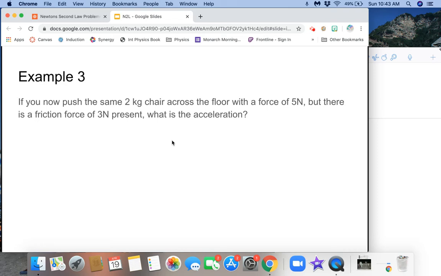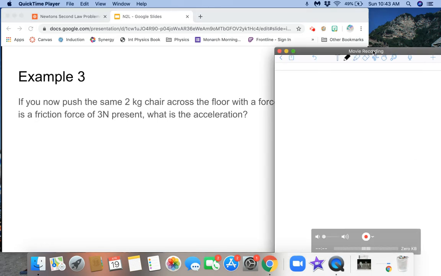So now it says, if you now push the same 2-kilogram chair across the floor with a force of 5 newtons, but there is a friction force of 3 newtons present, what is the acceleration? So now I need a new free body diagram.